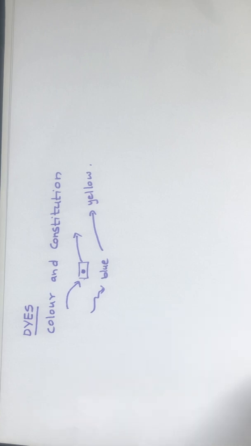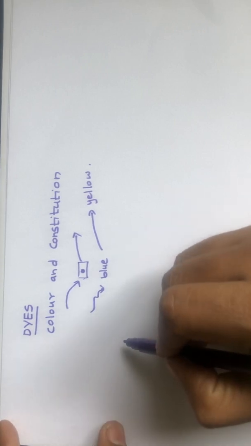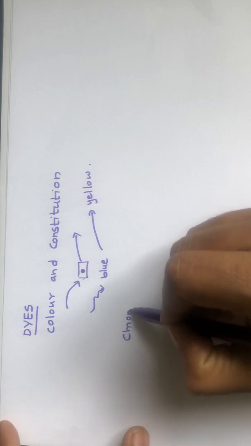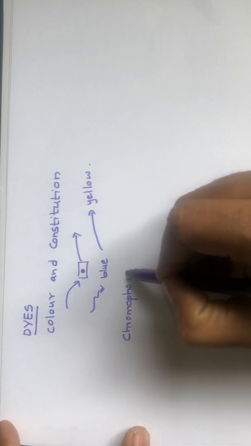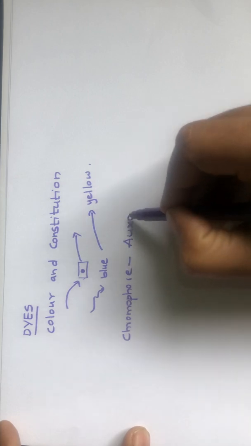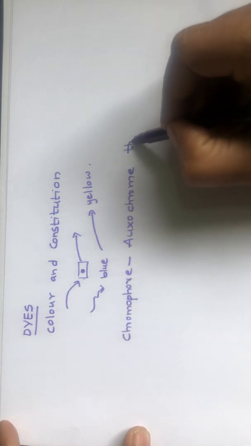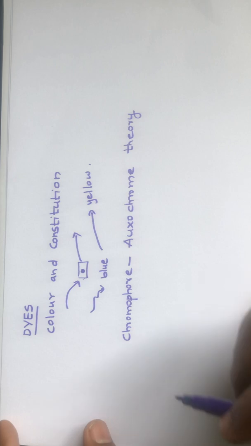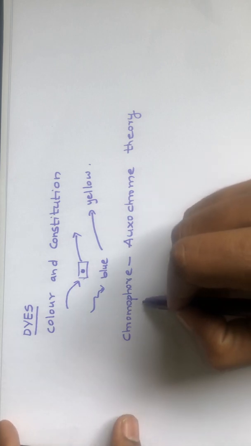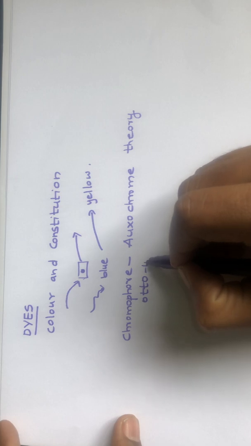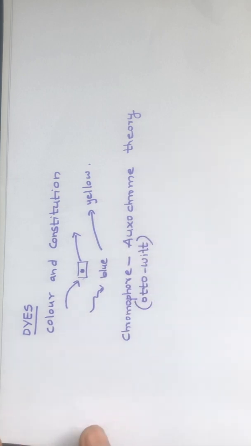Why are dyes generally colored? This can be explained based on a theory which is called the chromophore auxochrome theory. A German chemist, Otto Witt, gave this theory, hence we also call it the Otto-Witt theory. The German scientist was the first to explain the theory of color and constitution.